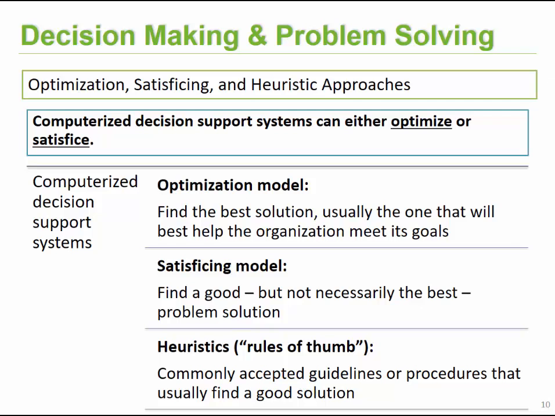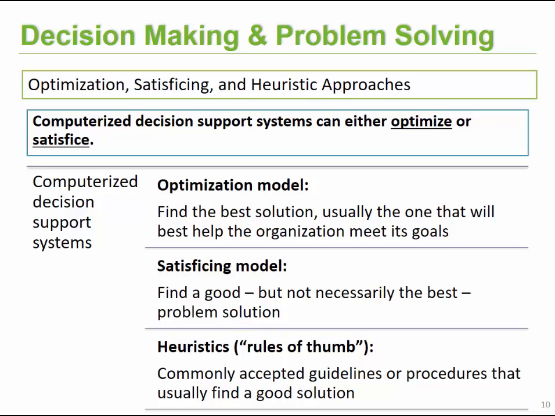Then the last one, heuristics. These are generally your rules of thumb, so it's commonly accepted guidelines or procedures. So if we know that something is going to happen, we've got an indication of what we need to do, and then we can go and follow these procedures. Heuristics are usually obtained through experience. It might be guidelines that is established in companies, so you know that you need to go and follow these types of things in order to get to your decisions and solving your problems.